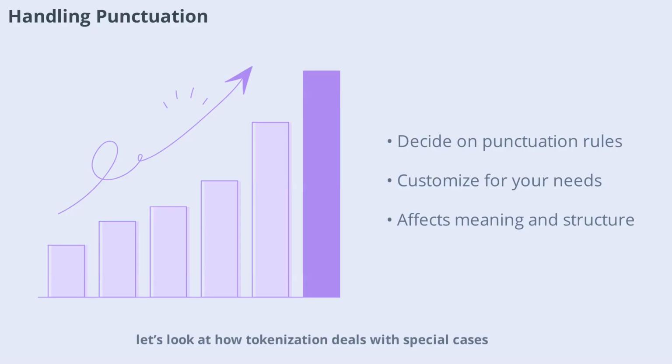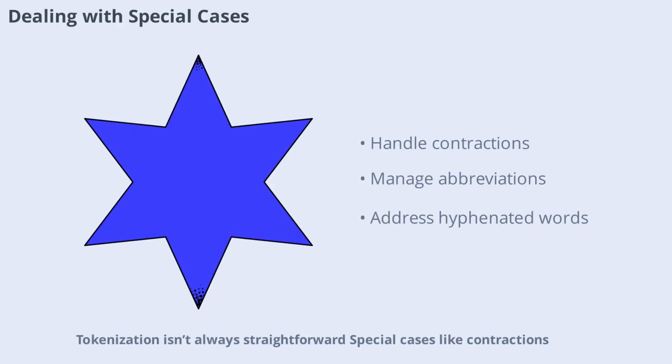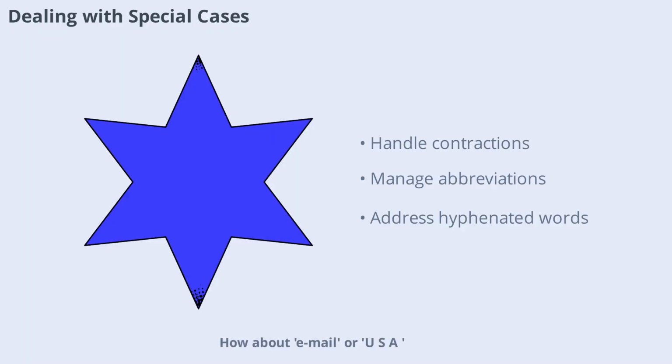Next, let's look at how tokenization deals with special cases. Tokenization isn't always straightforward. Special cases like contractions, hyphenated words, or abbreviations can complicate the process. For example, should "don't" be split into "do" and "n't" or kept as one token? How about email or USA? Tokenization tools use rules or machine learning to handle these cases, ensuring tokens make sense in context. Handling special cases correctly improves the quality of downstream language processing tasks.